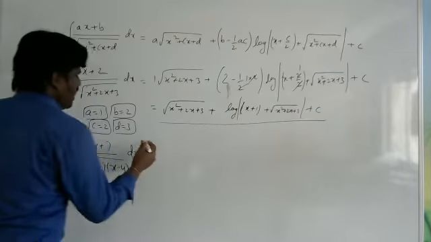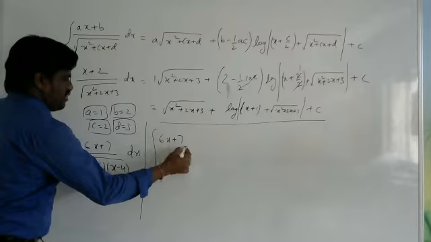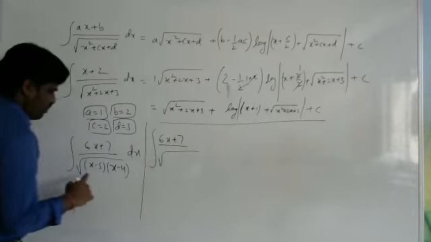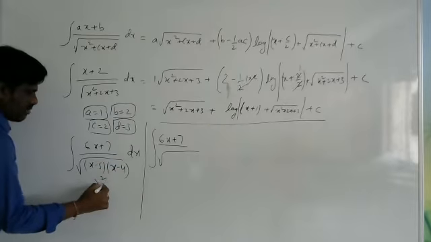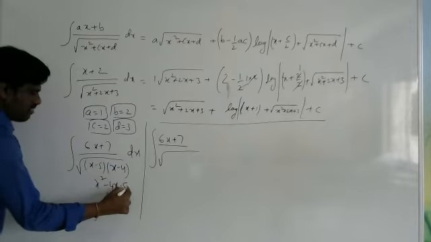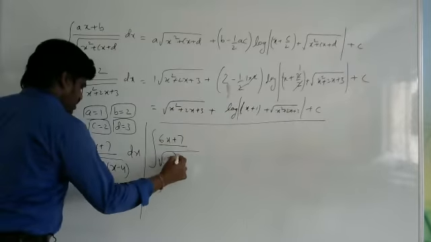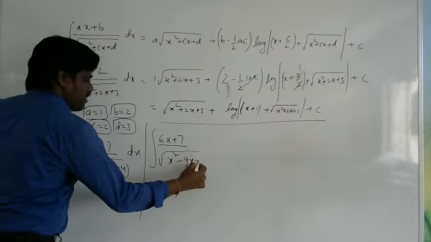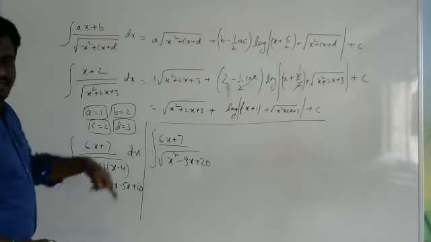Okay, see here. I'll tell you how to do the integration of (6x + 7) divided by the square root of (x − 5)(x − 4). You multiply inside: x into x² minus 4x, minus 5x, plus 5 fours are 20. So you are going to get x² − 9x + 20.